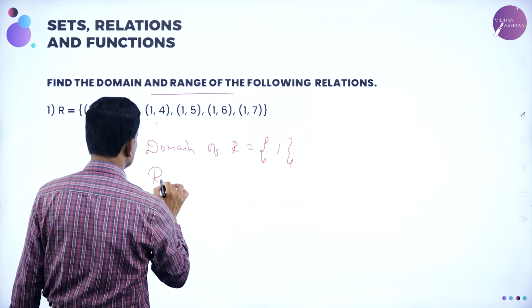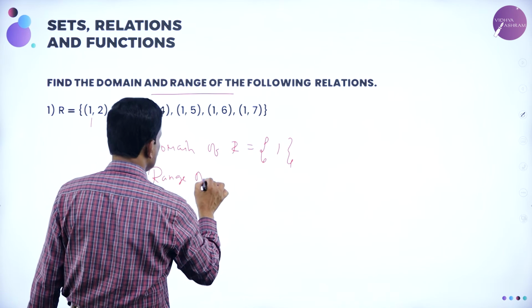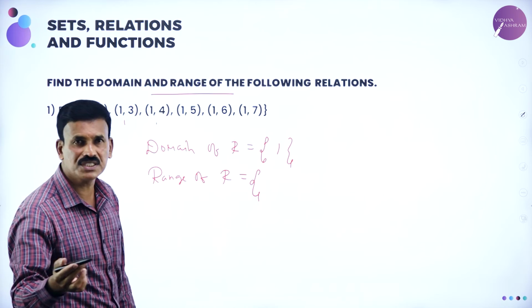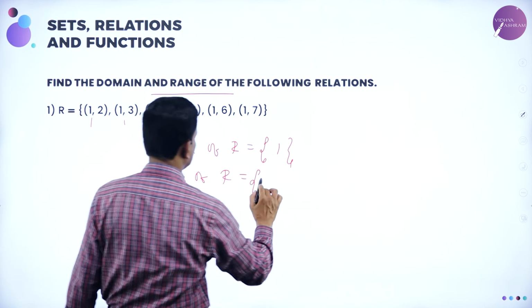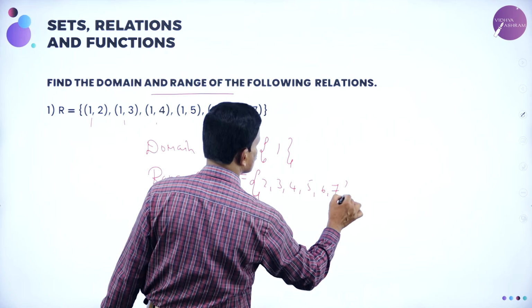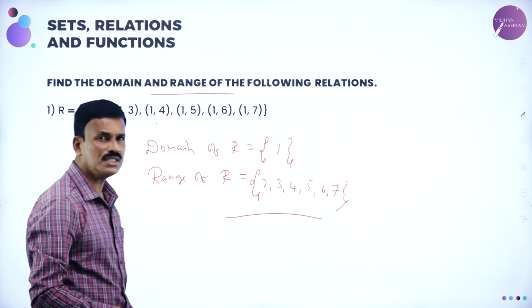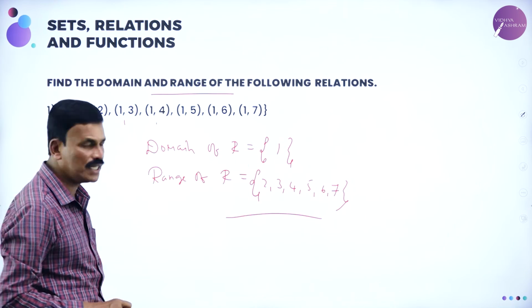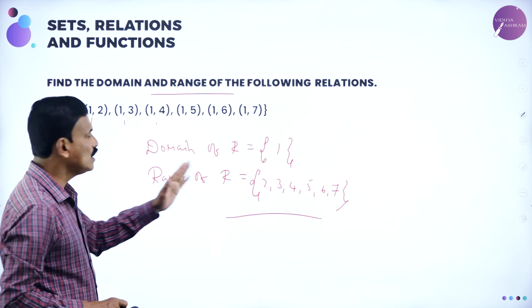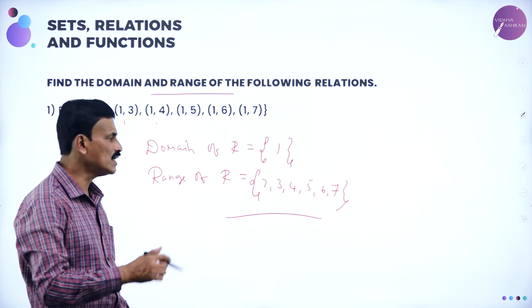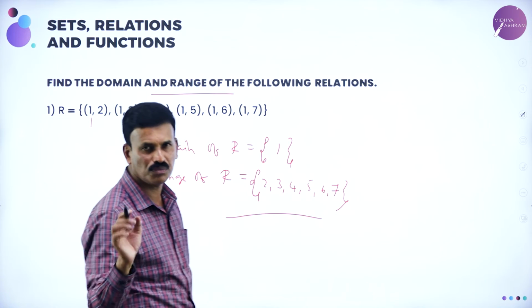Similarly, the range of R is equal to the set of all second elements of the relation. The second elements of the relation are 2, 3, 4, 5, 6 and 7. That's it. So, in this relation, the set of all first elements is called the domain. Domain is equal to {1}. And the set of all second elements, 2, 3, 4, 5, 6, 7, is called the range. That's it. Hope you followed.